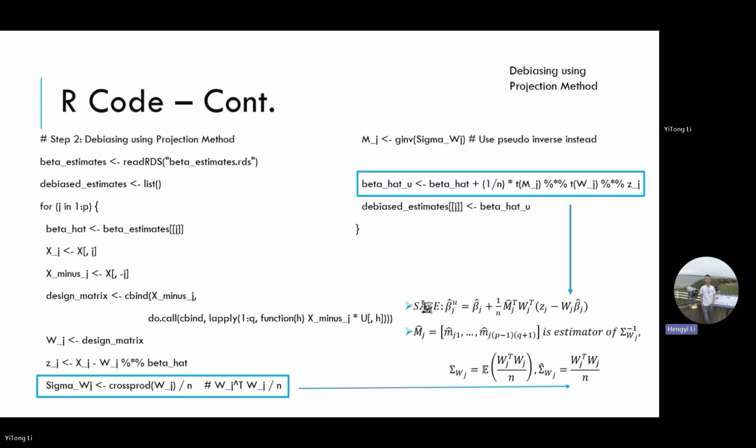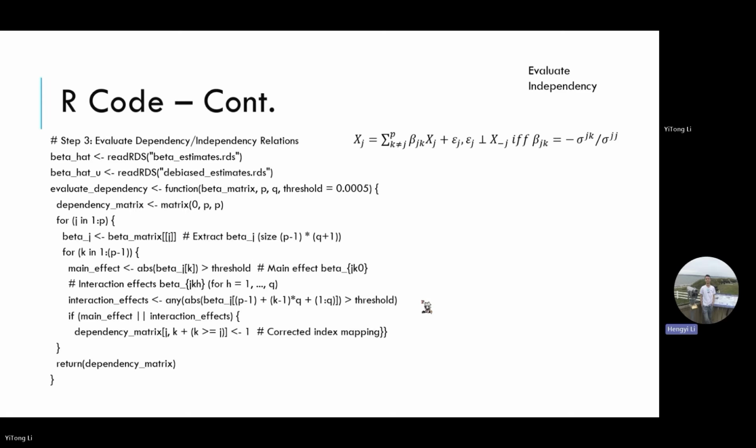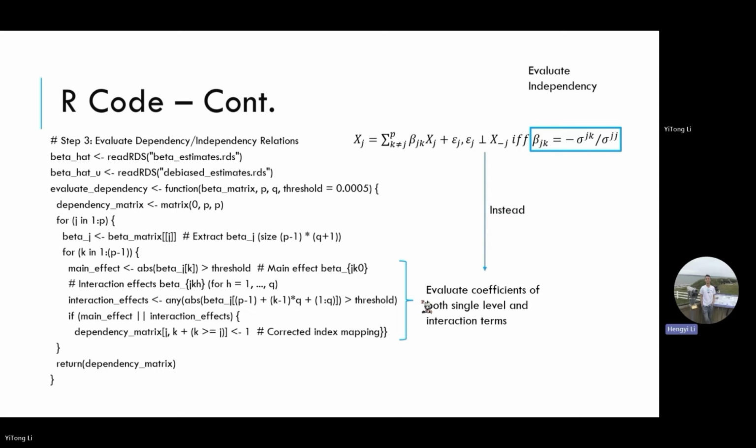The next step is debiasing. We use the first approach instead of the alternative one, unfortunately, due to the slow convergence rate and ill conditioning. The third step is evaluating the independence according to the estimated coefficients. Recall that we conclude that xj is independent of other variables if and only if the corresponding coefficient satisfies this equation. However, we need to consider the interaction terms as well, and therefore we evaluate the coefficients of both the single level and interaction terms based on the given threshold.